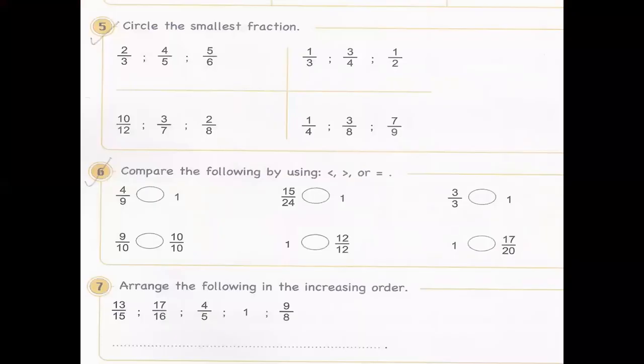So before we start, in exercise 6, page 94, we will compare fractions by 1. Did you see? 4 over 9 by 1, 15 over 24 by 1, 3 over 3 by 1. How do we compare fractions by 1? In order to compare any fraction by 1, we have to check, is it a proper fraction or improper fraction or equals 1? Let's revise. When do we say a fraction is a proper fraction?